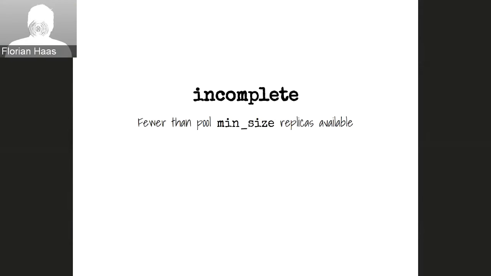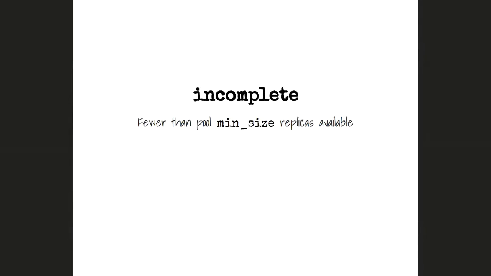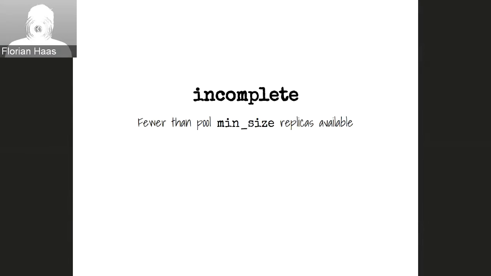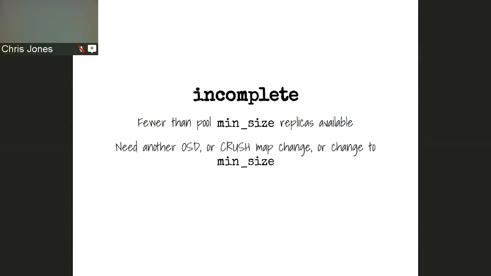Then we have an incomplete state. Now that's a more tricky one. That's actually a warning state, and that means that in a specific placement group, we have fewer replicas available than are mandated by the pool's minimum size, the pool min size parameter. So for example, if you have a pool min size of 2 and you only have one replica available, then that PG would be marked incomplete.